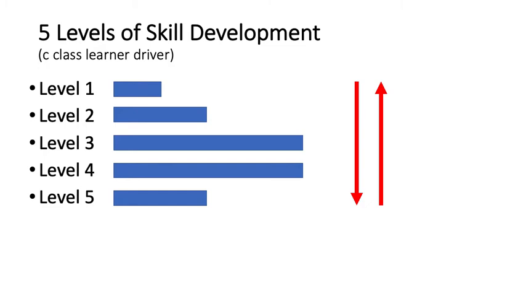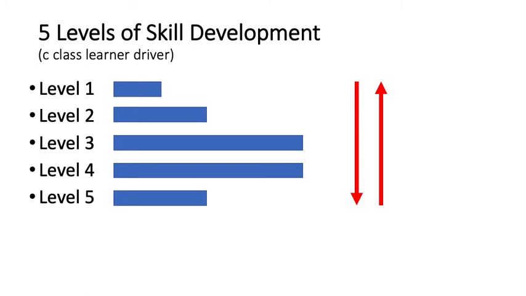You may have your own system, that's great, but this is one that just helps me think about what category a driver is in and how to appropriately meet their learning needs. So we've got level 1 through to level 5. Level 1 would be for a beginner. Level 5 would be someone who is in the test preparation phase.